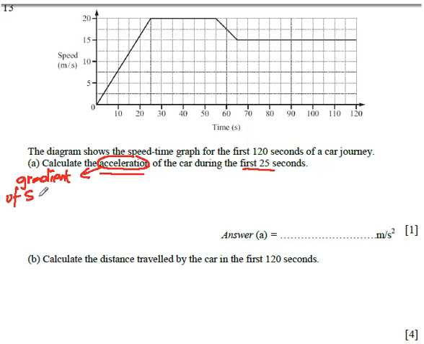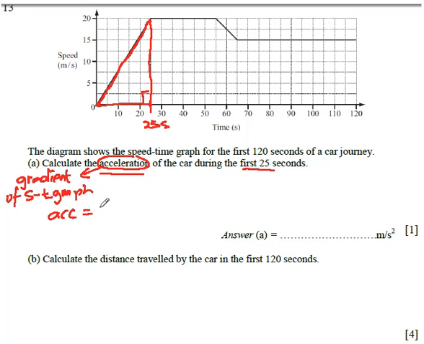of the ST graph. So if we want to find the acceleration, we need to find the gradient of the graph in the first 25 seconds. This is 25 seconds, and if we look at the graph, we can actually draw a right angle triangle which can be used to find the gradient.